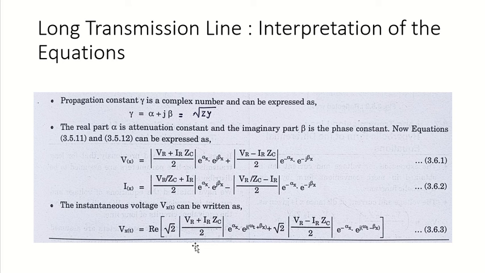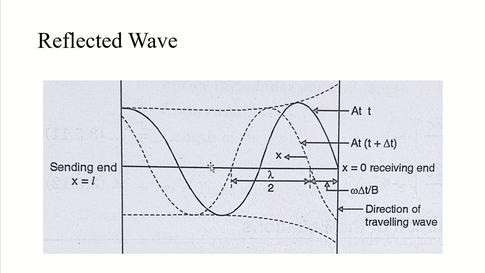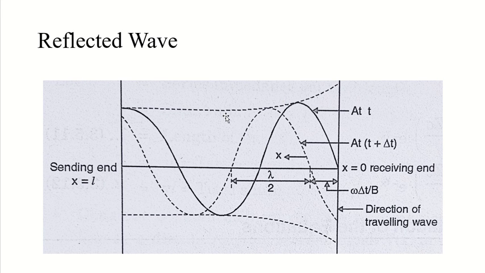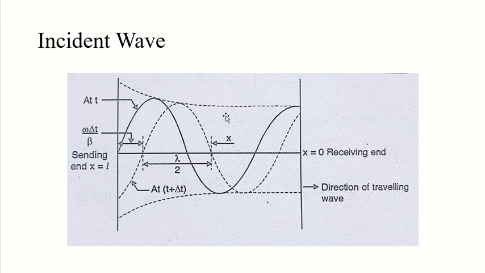And at any point along the line, what will be the value of voltage? Tell me, at any point along the line, what will be the value of my voltage, right? At any point along the line the voltage will be the sum of incident and reflected voltage waves. This is my incident wave, this is my reflected wave. So the sum of both of these will be the value of your voltage. And the same thing we can say about the current wave as well.